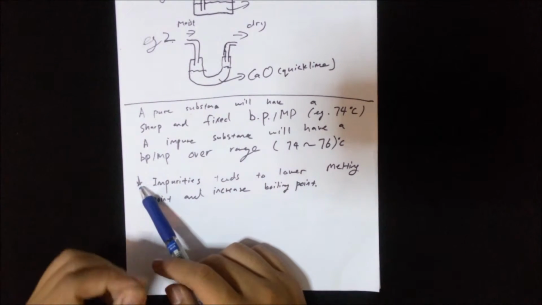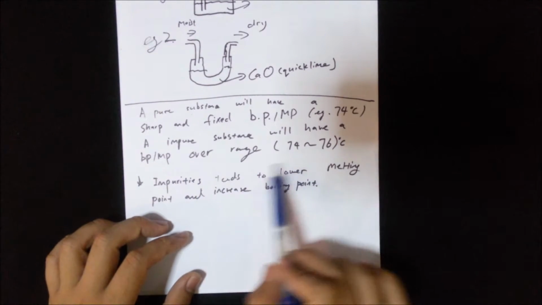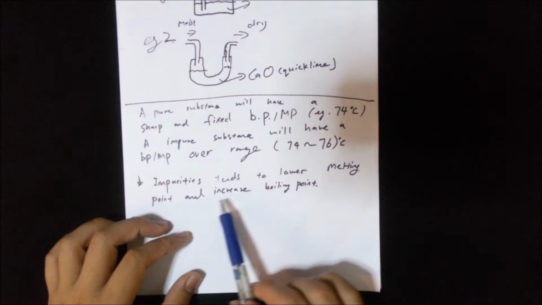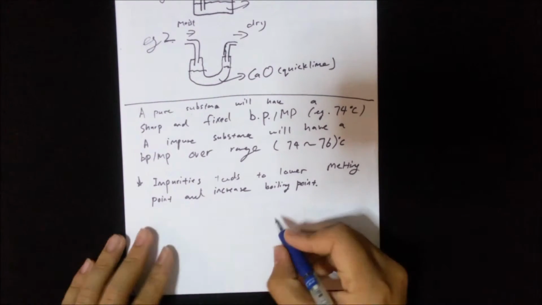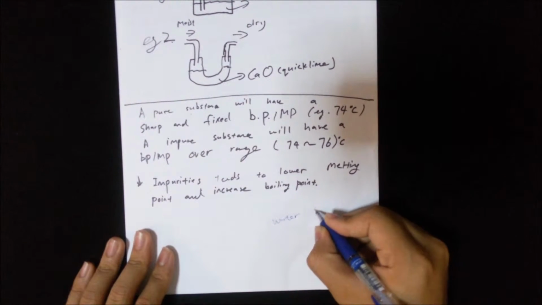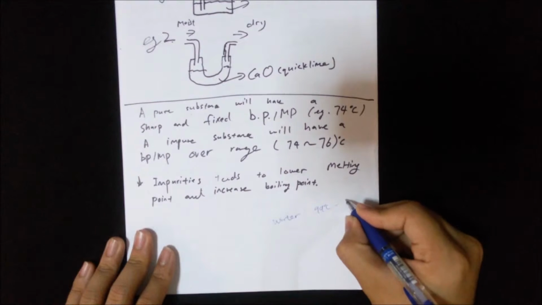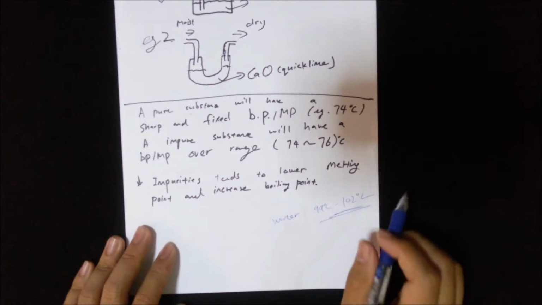So if, let's say, I add a bit of salt into the water, you're making it impure. So what happens is that now the boiling point will be over a range. Usually if you add impurities, you will tend to increase the boiling point. So now the boiling point of water might range from 99 degrees to 102 degrees Celsius. So this is what I mean by over a range.